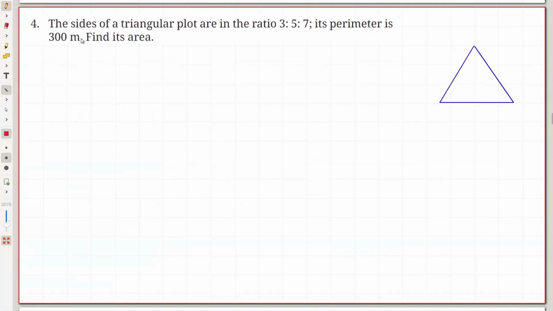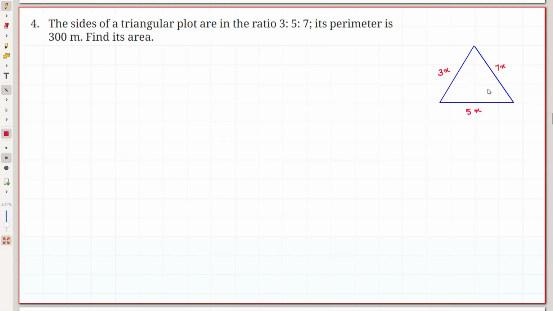Now the next question. Question number 4. The sides of the triangular plot are in the ratio 3 is to 5 is to 7. Its perimeter is 300 meter. Find its area. Here they have given it in the form of ratio. Whenever the ratio is given, we have to take it as x. So one of the sides is 3x, the next one is 5x, another side is 7x.